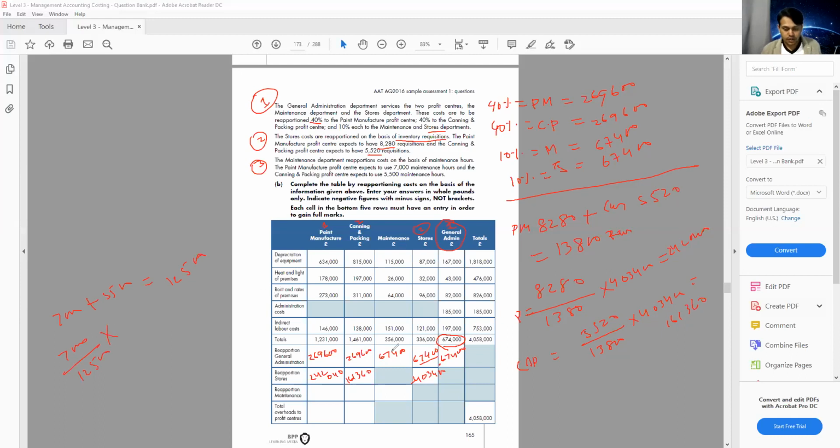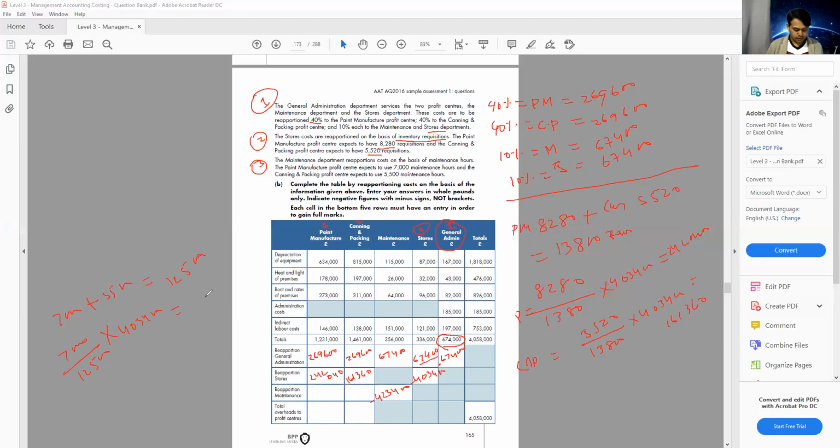Let's find the cost. 356,000 plus the new one from the admin, 67,400. That will be 423,400. And that's minus because this will be finished. I'm going to split this one over there. So let's do this one, 403,400. So how much will be here?